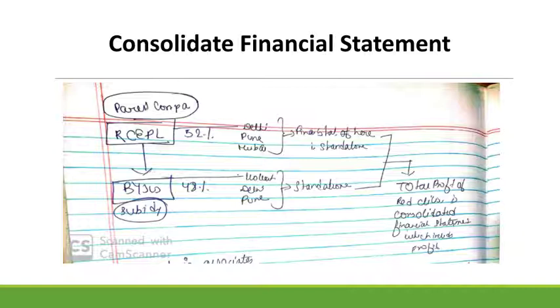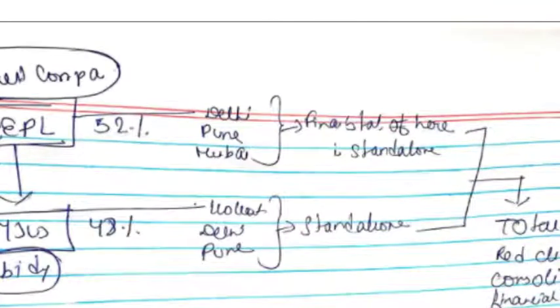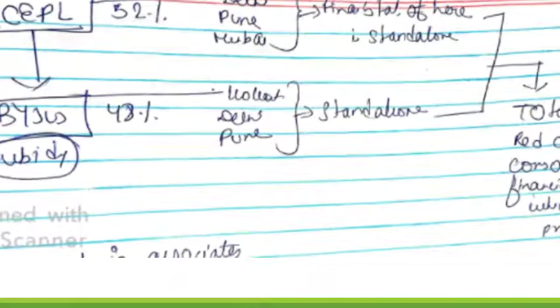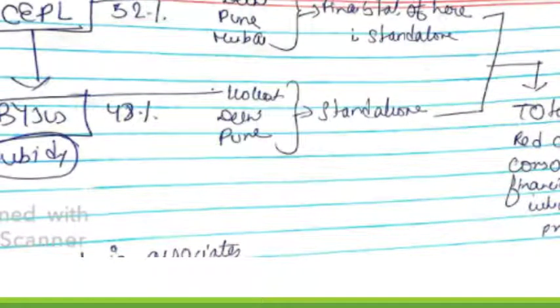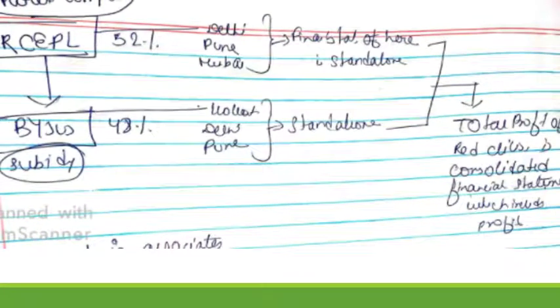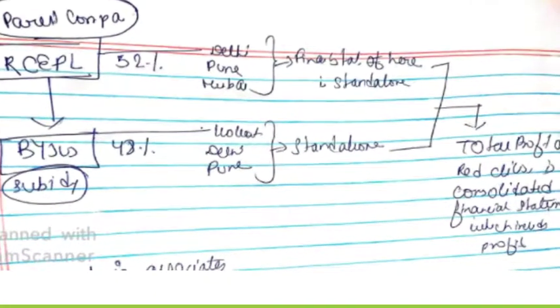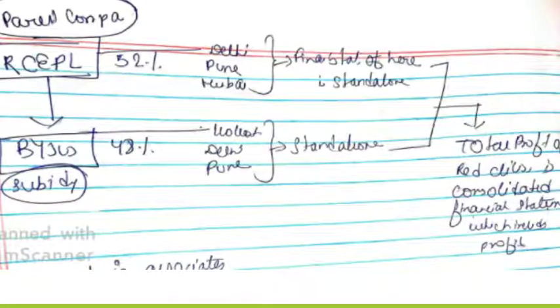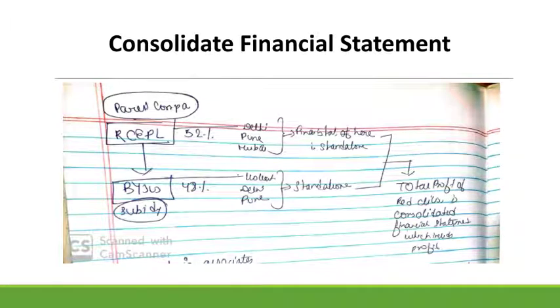Suppose Red Chillies has its branches in Delhi, Pune, and Mumbai, and Byju's has its branches in Kolkata, Delhi, and Pune. The overall financial performance of Delhi, Pune, and Mumbai is the standalone financial statement, and for Byju's, that is Kolkata, Delhi, and Pune, it is also known as a standalone. For Byju's, it is their standalone. For RCEPL, it is their standalone. Now, when these two are mixed together, we say it is the consolidated financial statement.